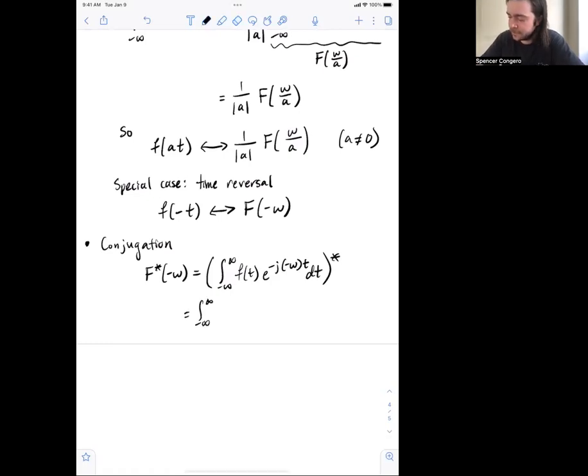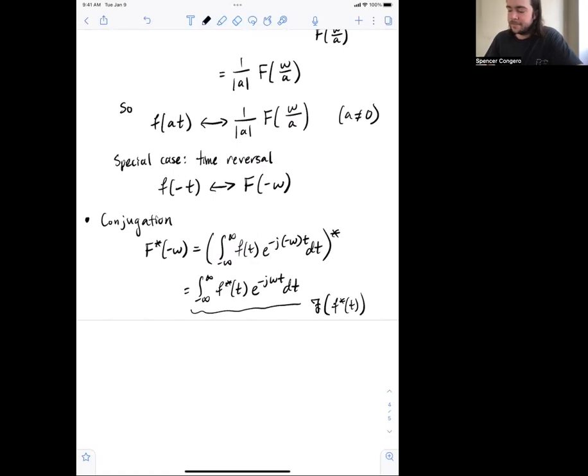We get the integral of f conjugate of t. And now the negatives cancel, so I get e to the j omega t. But then when I conjugate, I get an extra negative, e to the negative j omega t dt. And what do you know? This is just the Fourier transform of f conjugate of t. So we just manipulated this formula a little bit to see that the Fourier transform of f conjugate of t is F conjugate of negative omega.